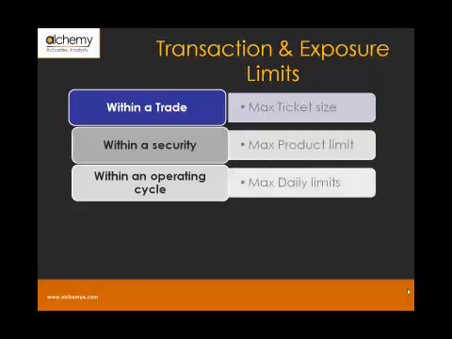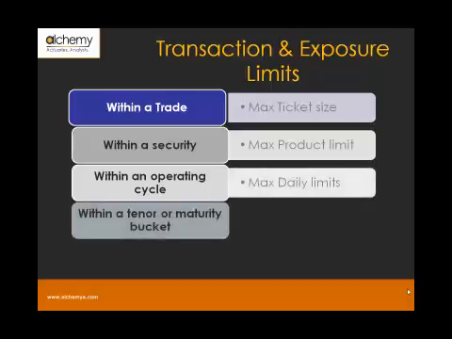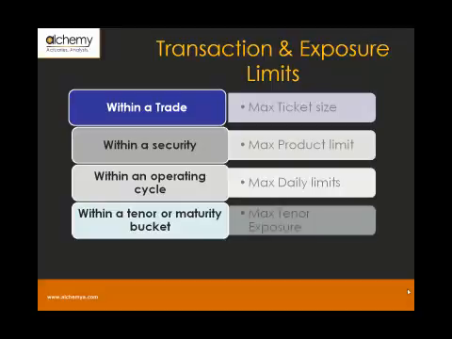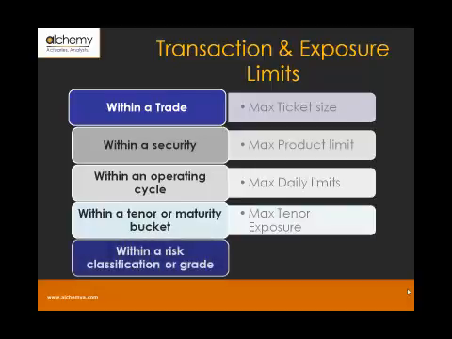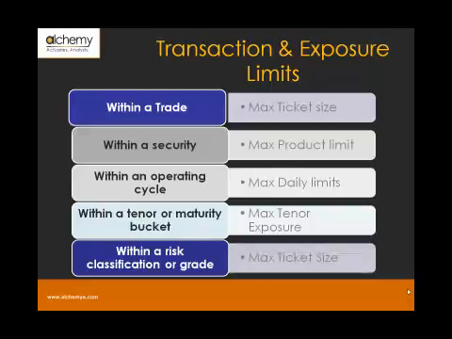Max daily limit is one example or one instance. Within a tenor or maturity bucket, so I can only buy 3 months, 6 months, or 1 year, or I can only buy X amount of the 5, 10, 15, 20, 30 year bonds. And then within a risk grade or a classification. So I can only book so much exposure to a given counterparty. I can only book so much exposure to a given volatility. I can only book so much exposure to a given security given its liquidity profile. All of these are examples of transaction and exposure limits.